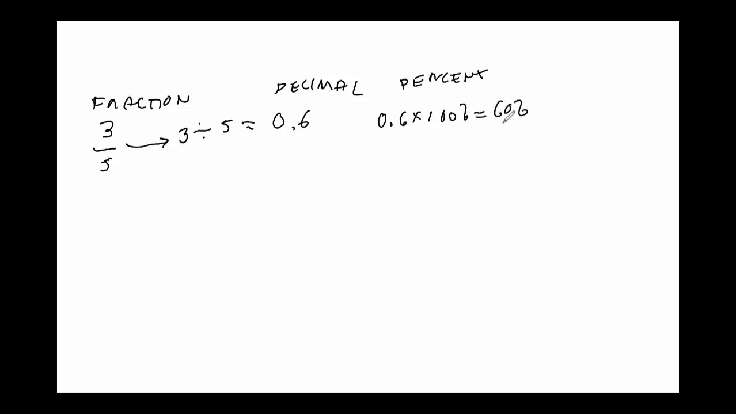Another way we can do that is to take the decimal, move the decimal point over 2 places, fill in, and add the percent sign, and this will also give us 60%. So however you like to do it is fine.